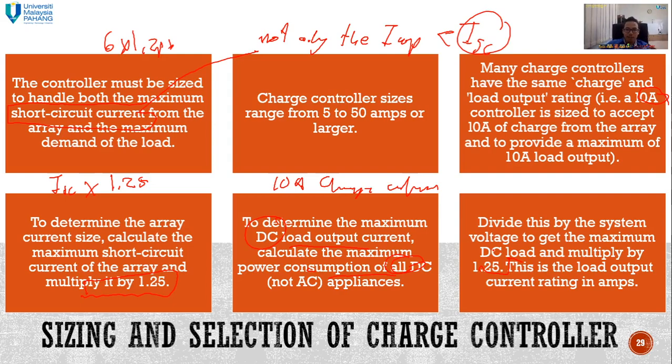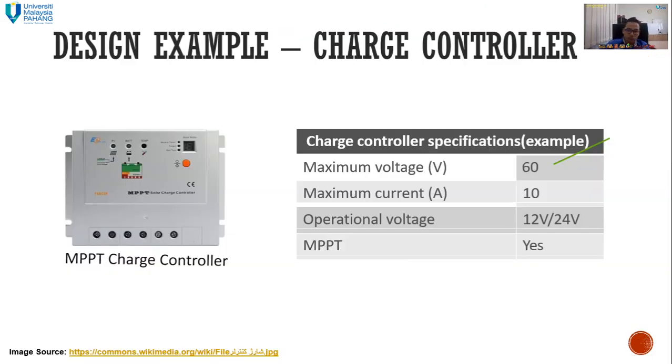Okay, in the calculation, the input from the PV module is multiplied by 1.25 from the short circuit current, and the output load current we also multiply again by 1.25. That's how we select the charge controller. Okay, so for example, we have a charge controller here.